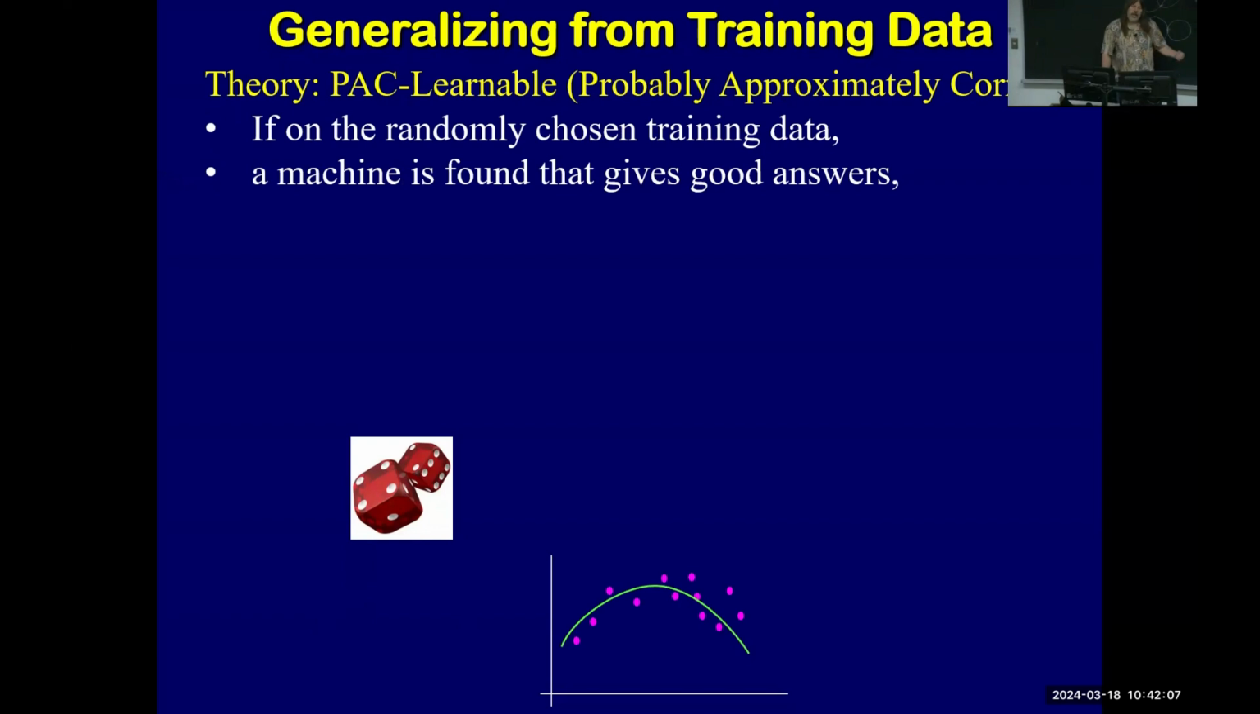And then we find a machine that fits the training data well, right? So in this picture here, we're imagining the training data has one real number X as input and one real number Y as output, right? So that makes each training data a point, right? It has an X value and a Y value.